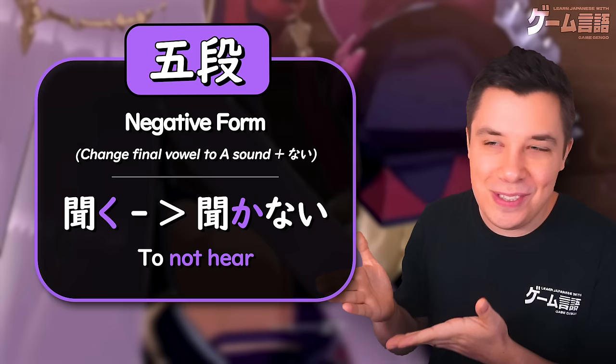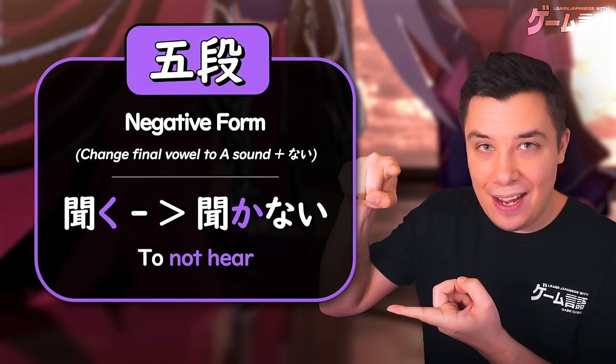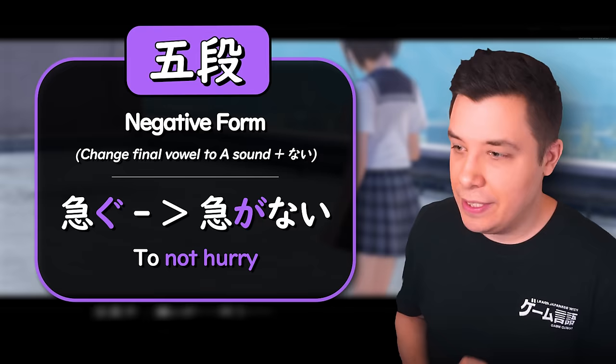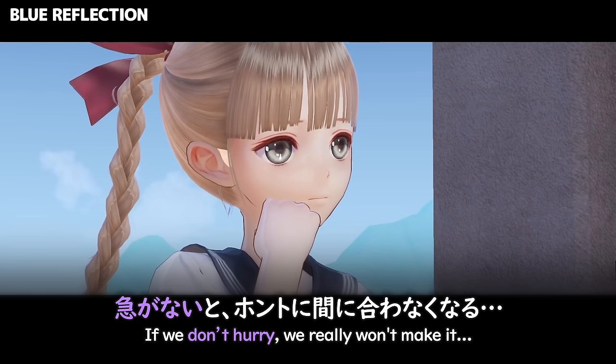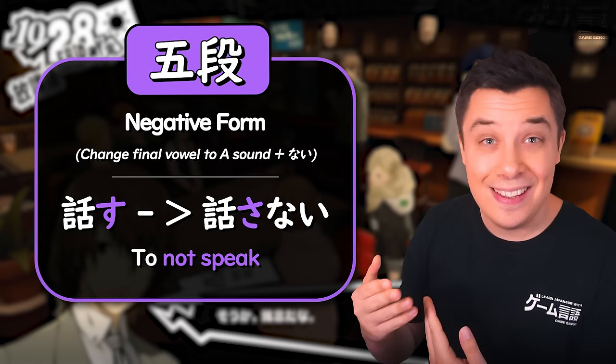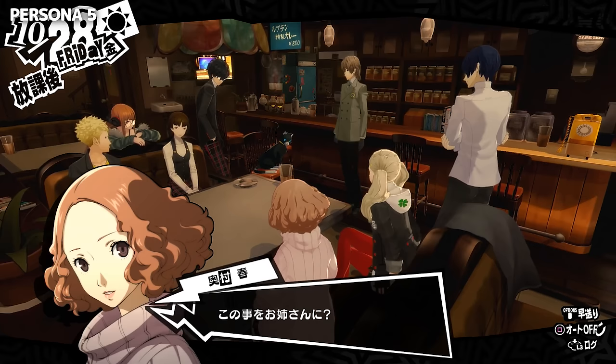Kiku, to hear. Again, we need that a vowel before the nai, so kiku turns into kika. Kikanai, I'm not listening. Isogu, to hurry, turns into isoganai. So the gu turns into ga. Isoganai. Su, like in hanasu, so hanasu turns into hanasanai. Hanasanai, won't say.